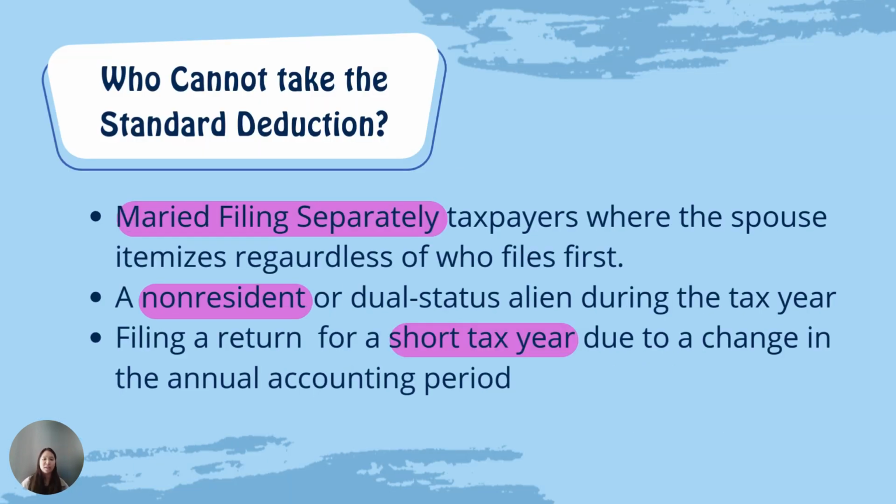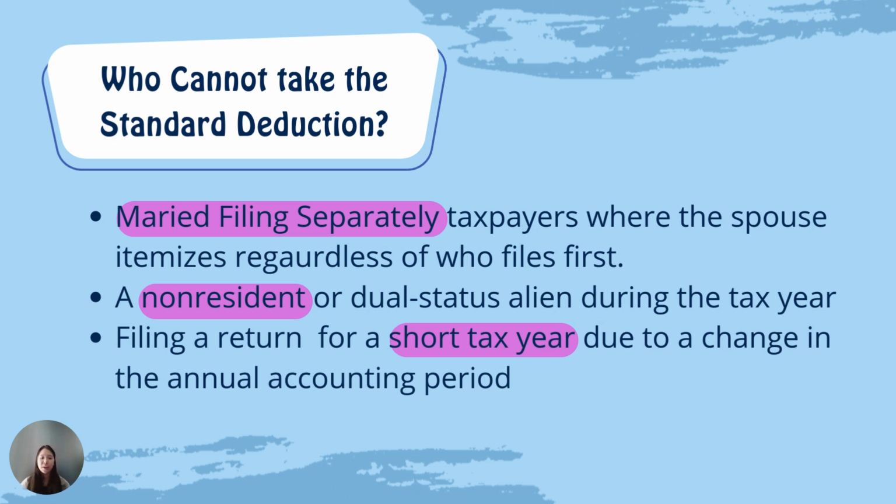So who cannot take the standard deduction? Those who can't take the standard deduction are those who file married filing separately and either spouse chooses to take the itemized deduction. Even if you're working with a taxpayer and they're filing separately, if they say, I don't want to itemize, I want to take the standard deduction because it's going to result in less tax for me, but their spouse is doing their tax return and you know that their spouse is going to be itemizing, then that taxpayer cannot take the standard deduction because one of the two is itemizing deductions.